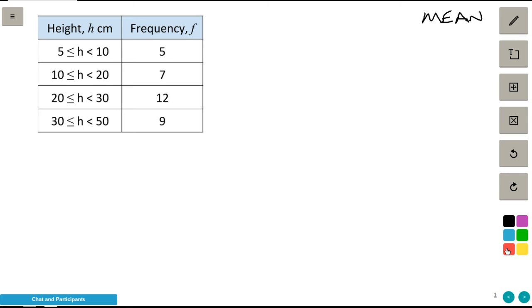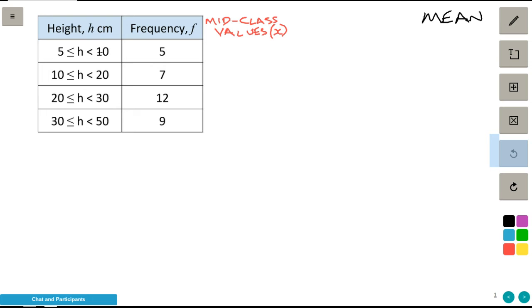So we're going to create an extra column on our table so that we can do some calculations. The column we're going to label for the mid-class values, where class is another word for group. So we're saying the values in the middle of the group. I'm just going to call them X, so I can use that labeling a little bit later on.